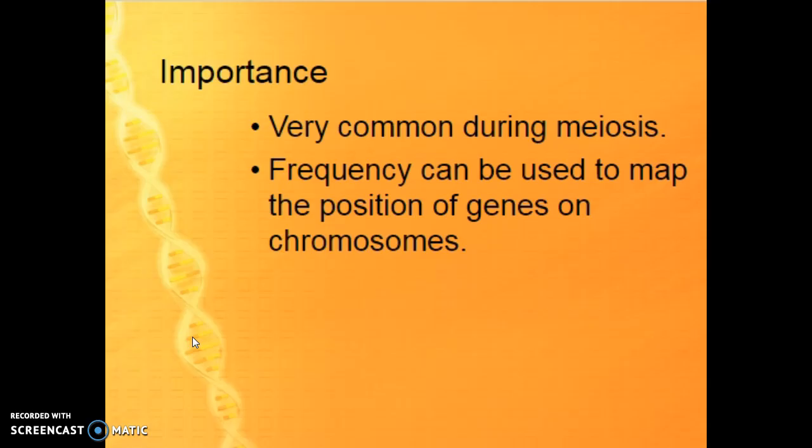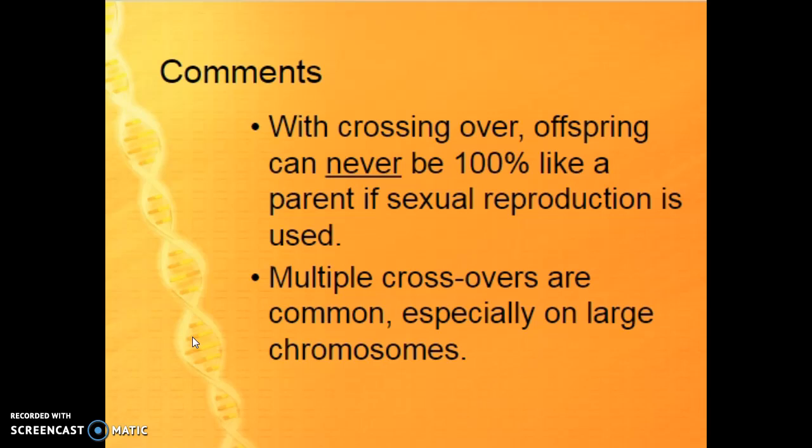Think about it though. It happens in prophase. Prophase 1 is when we've got essentially 4 copies of every chromosome, and they're all going to be piled up. They're going to stick to each other. They're going to be very sticky with one another. So that makes sense that that's when it would happen. Notice that we can use the frequency to map the positions of genes on chromosomes.